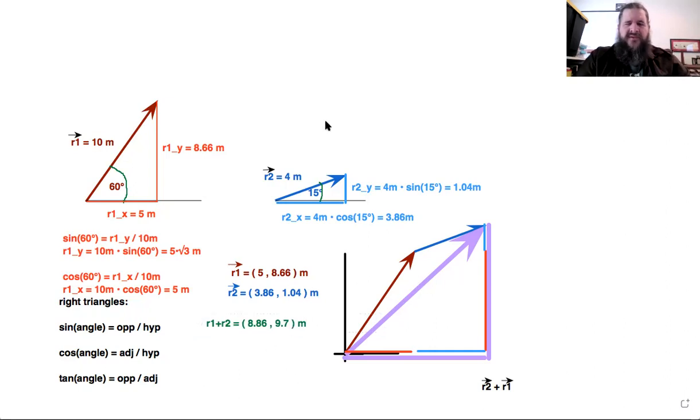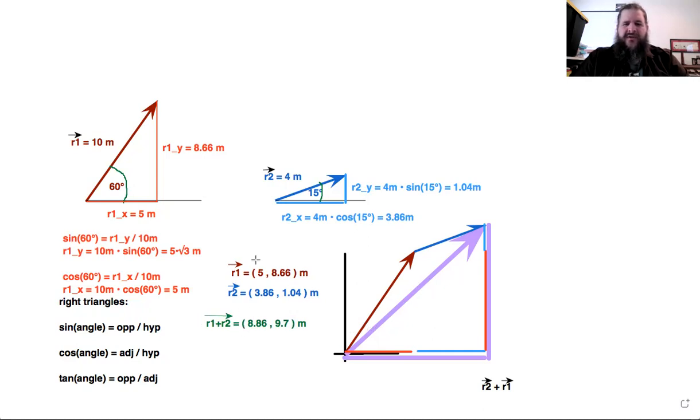So this is the value of R1 plus R2. R1 plus R2 as a vector has components 8.86, 9.7. So now we know those values, at least the x and y components. Any questions on that vector addition so far? And of course, subtraction works the same way.